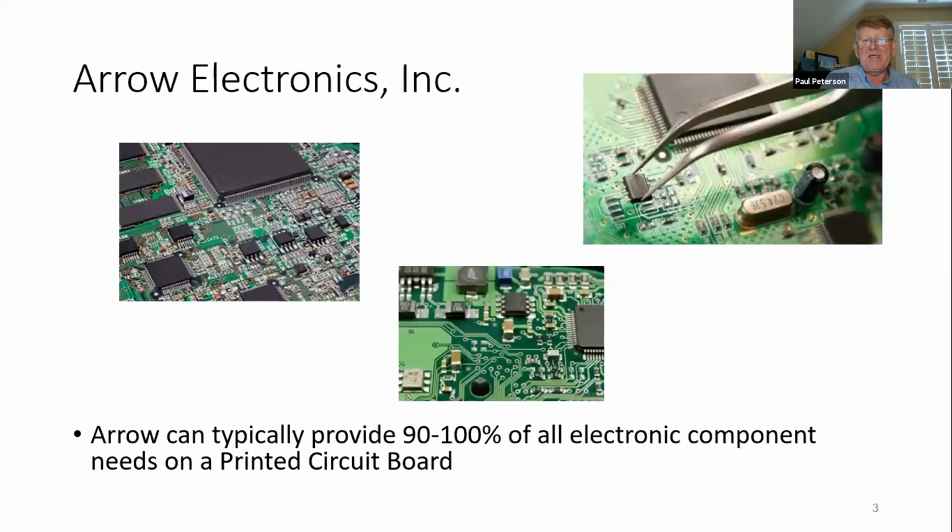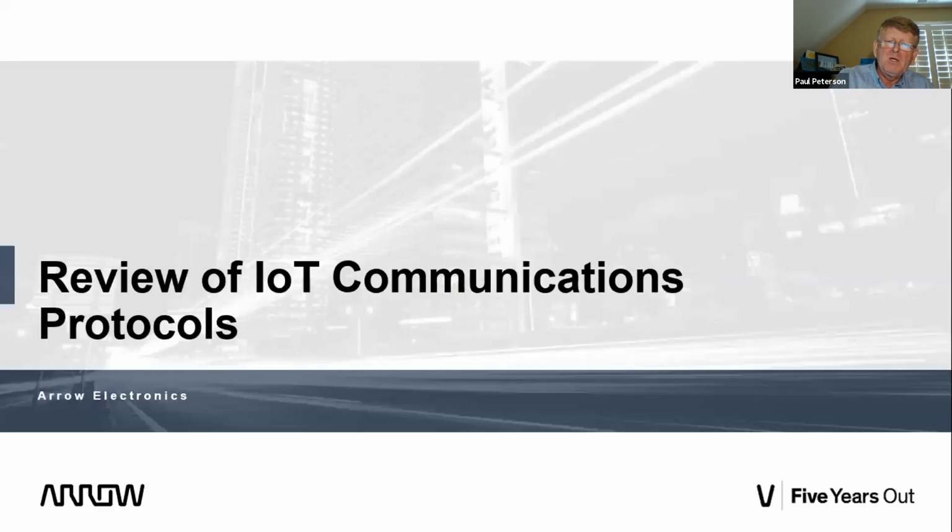As I like to say, when people ask what I do, I say, take a look at the little green printed circuit boards, all of those components on there. Arrow can typically provide 90 to 100% of all electronic components that are placed on a printed circuit board. We also supply components, things like power supplies, outside of that environment. So that's who we are.